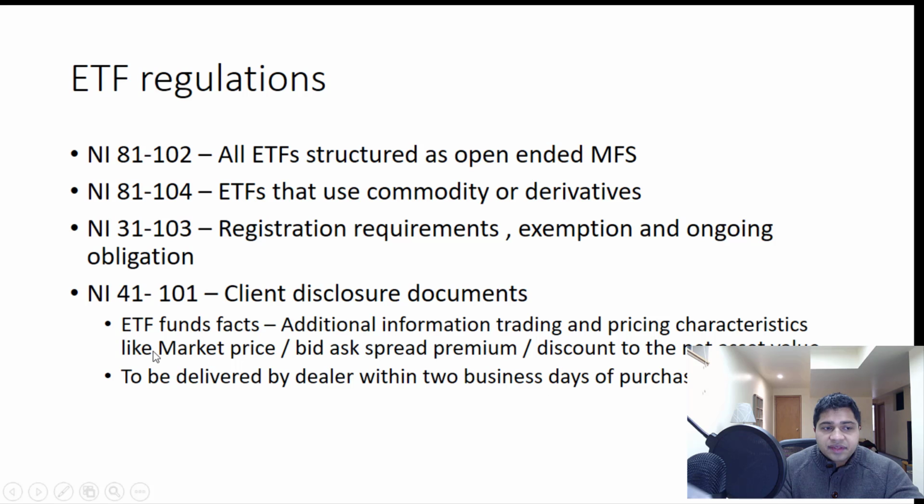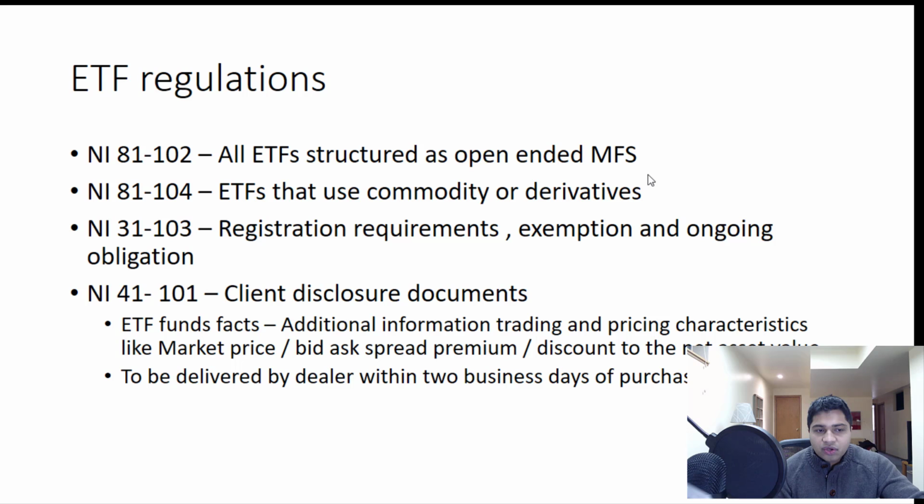So these are key regulations that you should be aware of. NI 81-102 relates to all ETFs structured as open-ended mutual funds. So 81-102 is common between mutual funds and ETFs. It generally talks about all open-ended funds that are there, so it includes ETFs as well as mutual funds. 81-104 is specifically related to ETFs that use derivatives. So for ETFs that use commodities or derivatives, either one of them or both, 81-104 will be applicable.